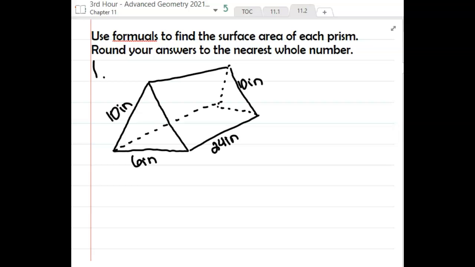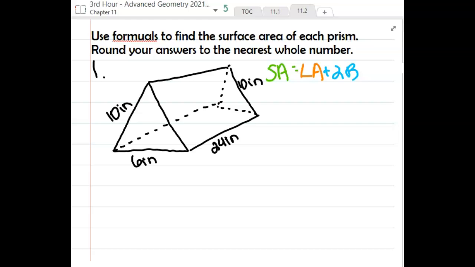Okay, as a reminder, for a prism, to find the surface area, there's kind of 2 parts of the surface area. You have the lateral area, so the outside edges, and you have both bases. In this case, it's not the top and the bottom. It's the front and the back. Remember, your bases are going to be the parallel faces. Those are the only 2 faces that are parallel.